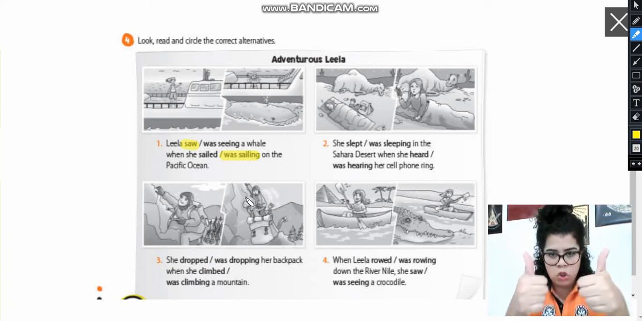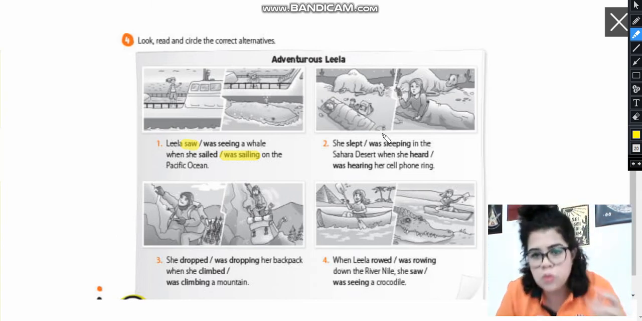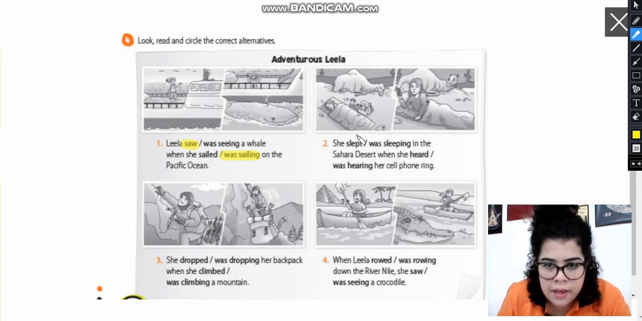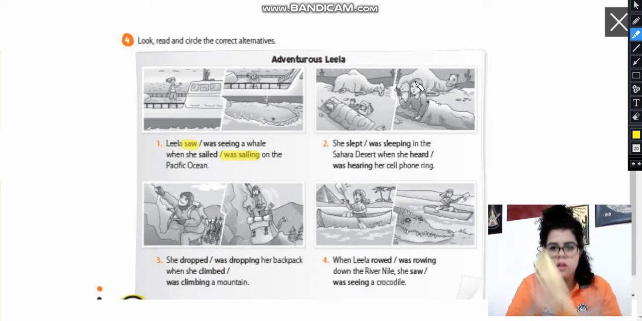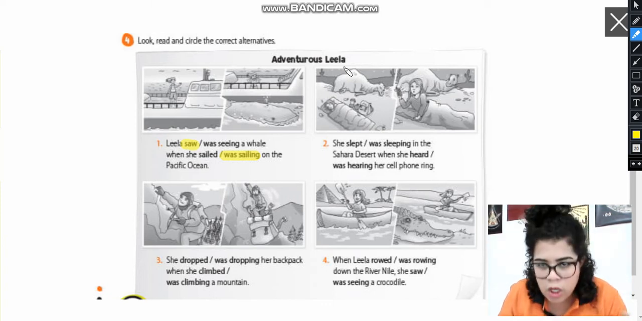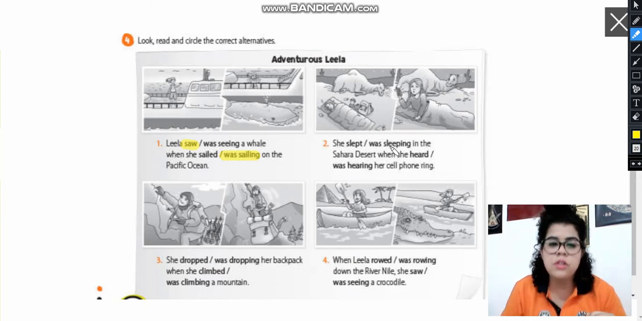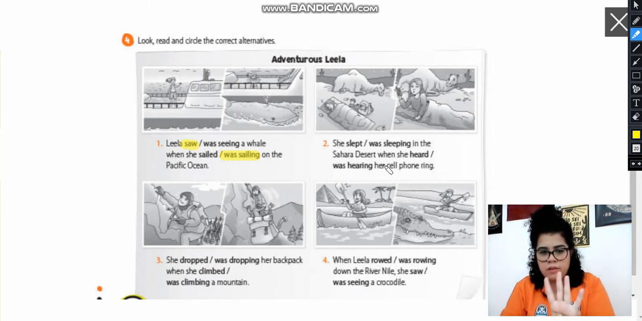Okay, good. So the same thing on the second exercise, right? So we have the girl sleeping, and then she wakes up to answer her phone, right? So we already know which action comes first and which action comes after it. And then you're going to do number 2, 3, and 4.